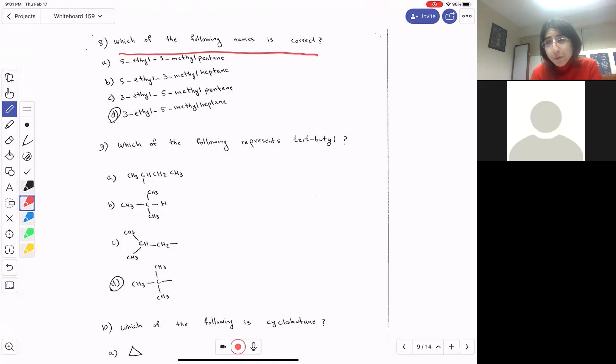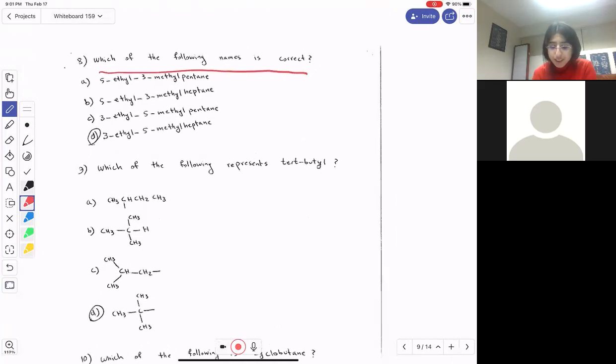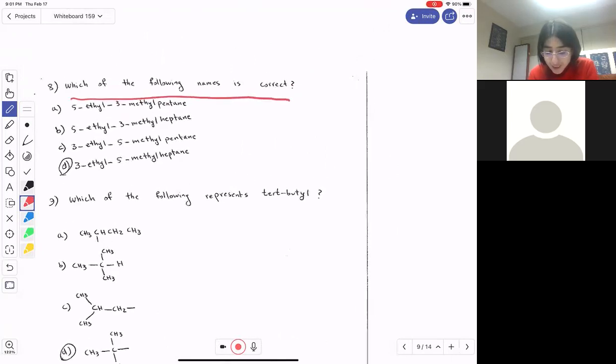Which of the following names is correct? So this is kind of like more work, because you should write these structures and then see which one is correct. So wow, and 3 of them are incorrect. So that is kind of like a time consuming question. So let's start with the first one.